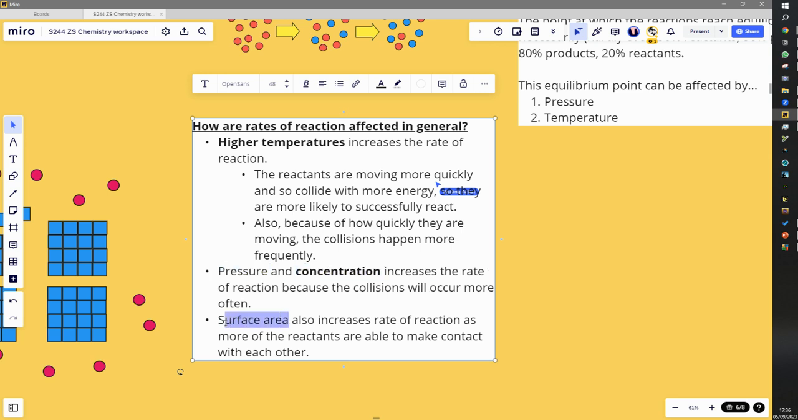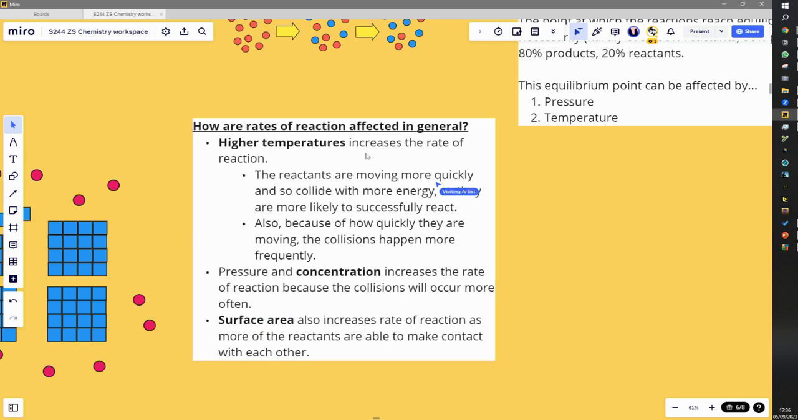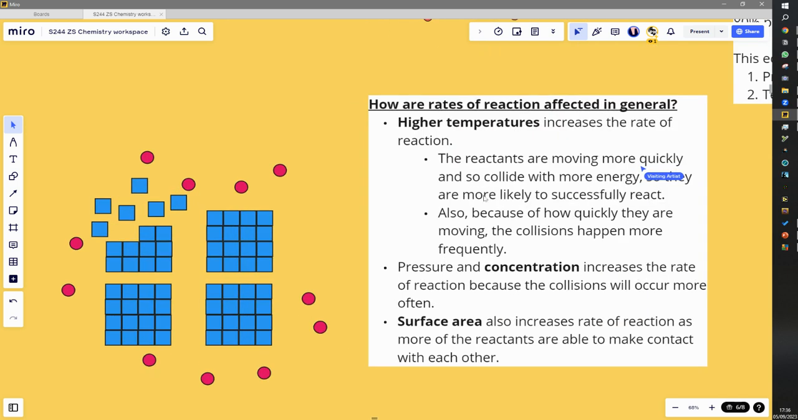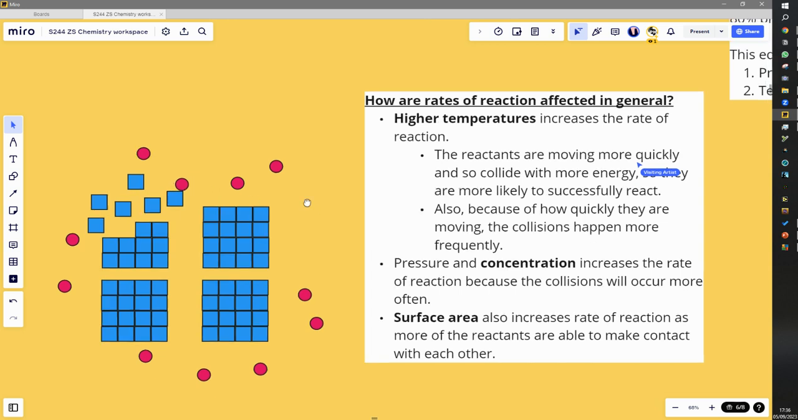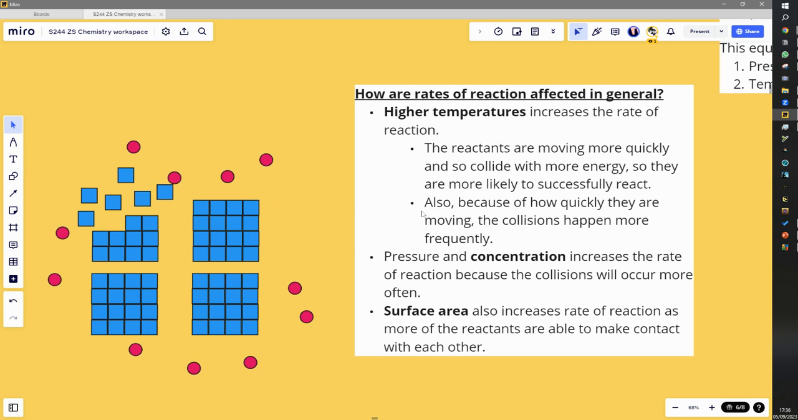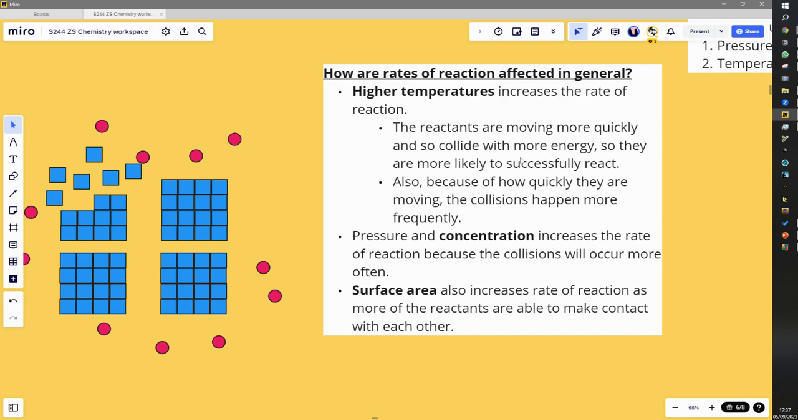here, and surface area. Temperature affects it in two ways. One, the reactants, let's say these things here, are moving around really quickly, and so when they react with, say, these blue squares, they're going to be colliding with them with more energy, and so when they do that, there's more likely to be a successful reaction. But also, even if you ignore the speed at which they're moving, the collisions are occurring more often. So you're going to have, on the one hand, the collisions occurring more often, and on the other hand, each collision happening with more energy. So you've got to make sure to mention both those points when talking about temperature.